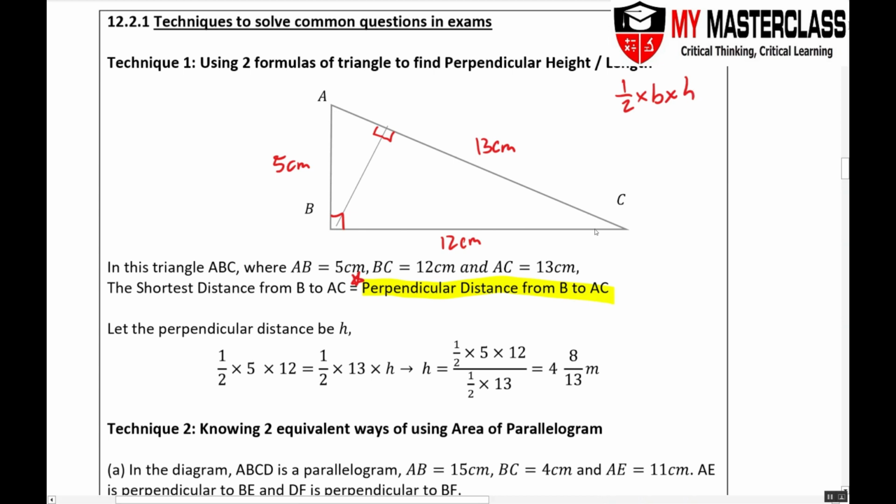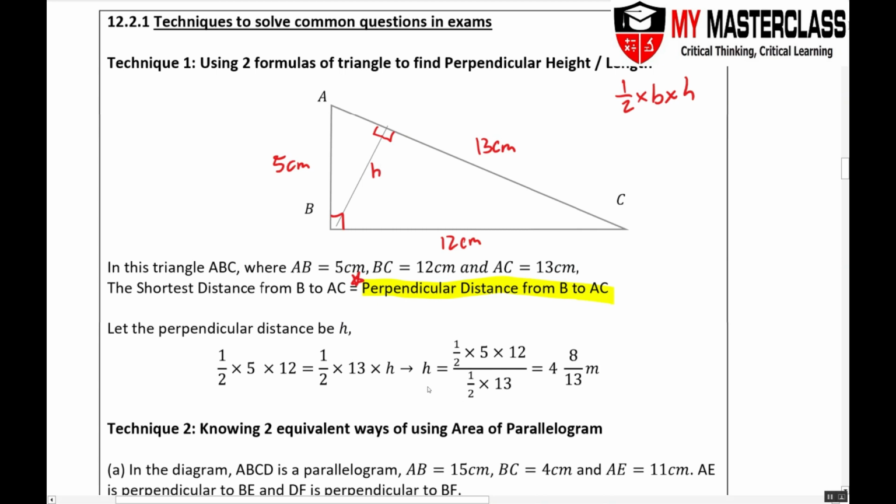But I also have another way of calculating this area of triangle, where I can take this AC as my new base and my height as this new line that is drawn for you in the triangle, where they label as H. So half times 5 times 12, which is the first way we looked at, is equivalent to half times 13 times H. Then from there, just move your terms around and work out for H.